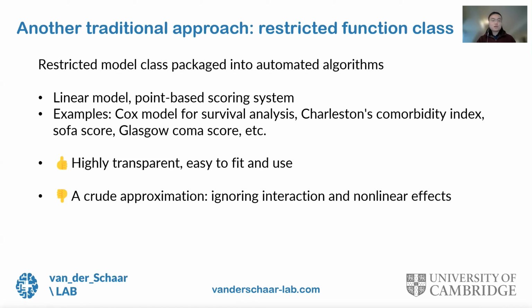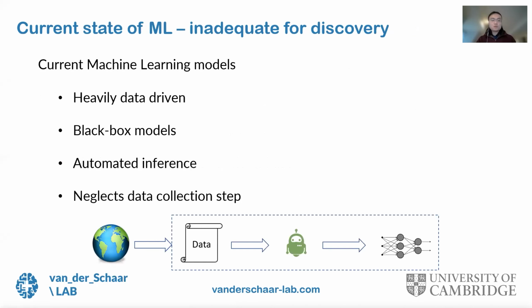However, the drawback is that these restricted models are often only a crude approximation to the underlying governing equation. They usually ignore interactions between the variables and nonlinear effects. So let's turn to the machine learning literature. After examining the currently most widely used learning models, we found that they are actually inadequate to address the challenges in discovery. The most widely used machine learning models have 4 key properties that make such an endeavor difficult, and I will discuss them one by one.